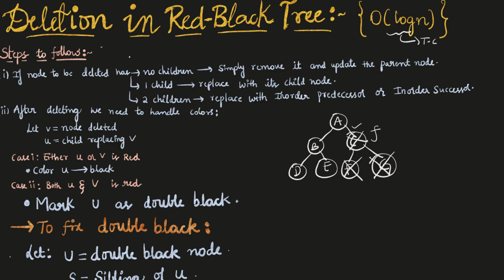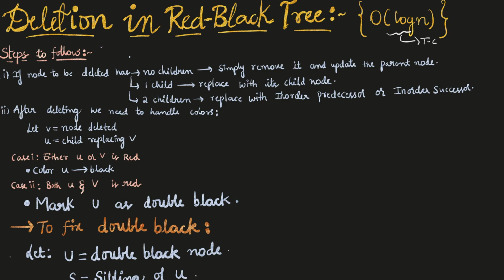And after that, if we have to remove A from here, then we take the in-order predecessor or in-order successor. From the in-order predecessor, we take the maximum element and replace it with the root node. And from the in-order successor, we take the minimum element and replace it with the root node.